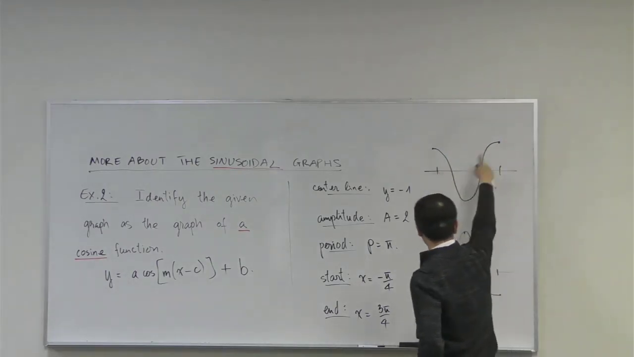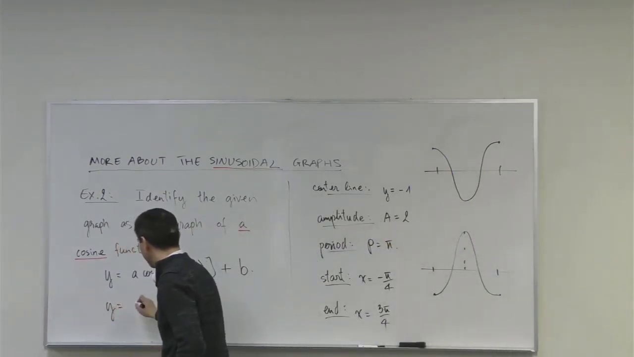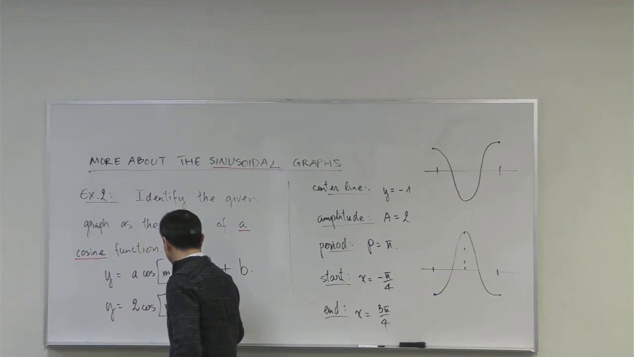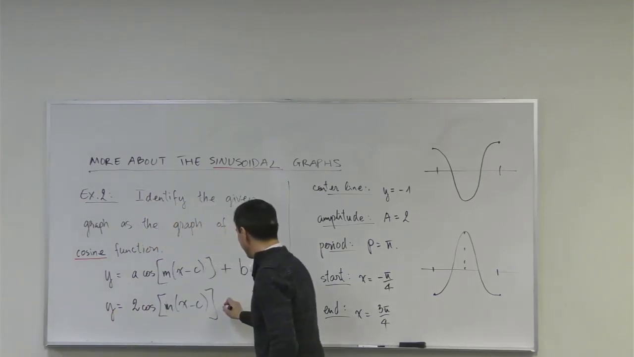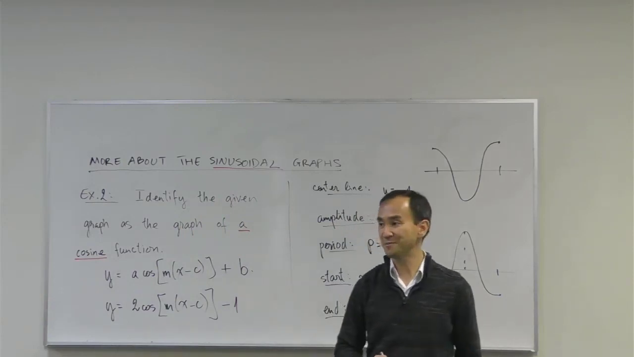So looking at that positive cosine shape in our window, we are looking at what? y equals 2 times cosine of some fancy m times x minus c, and we will fill that in later. Okay. And then -1 for the center line. You guys agree with that still?